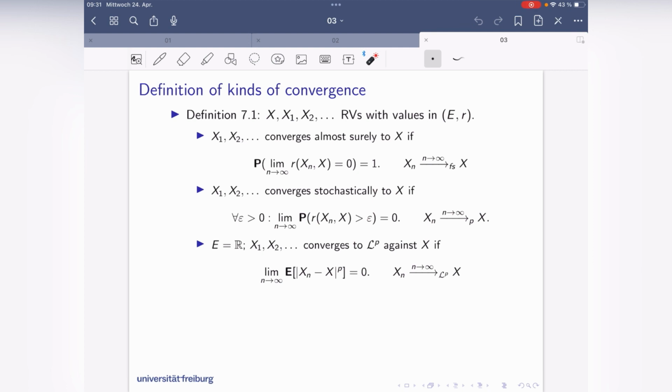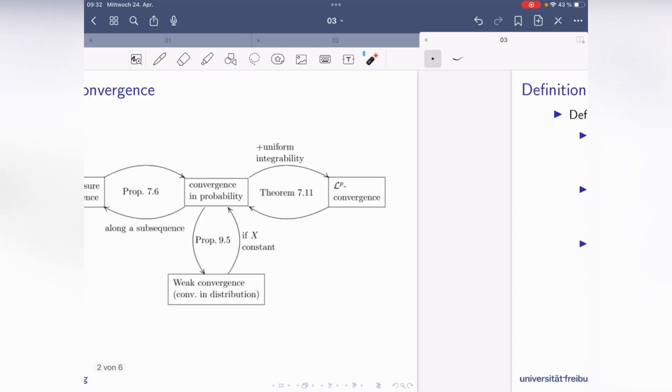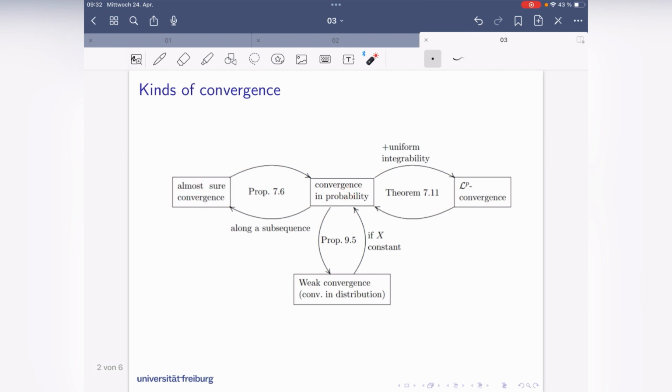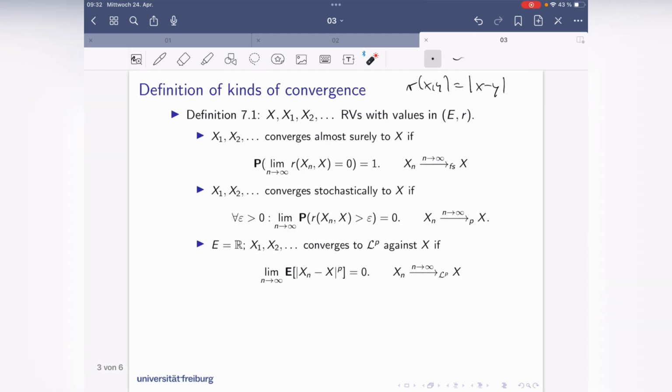I have random variables in a metric space. If it's easier for you, you can read r(x,y) as the absolute value of x minus y if E here are the real numbers, for example. And then we have these 3 kinds of convergence, because the weak convergence comes later.